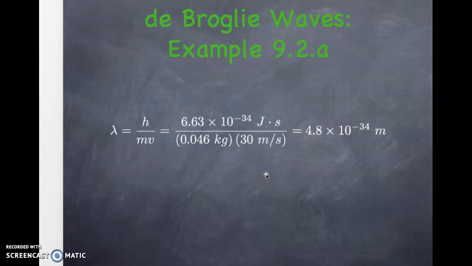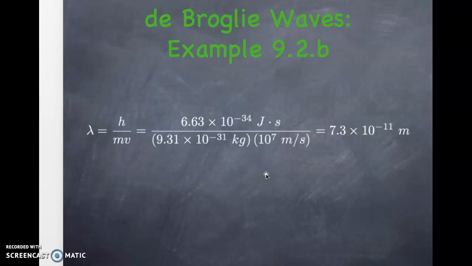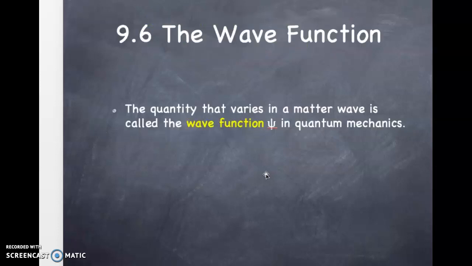For that of the golf ball, it is 4.8 times 10 to the minus 34 meters, far too small to be registered or used in any experiment. But for that of an electron, the calculation yields that lambda is 7.3 times 10 to the negative 11 meters. That is just about the same size as an atom. Therefore, the de Broglie wavelength will interfere with an atom.